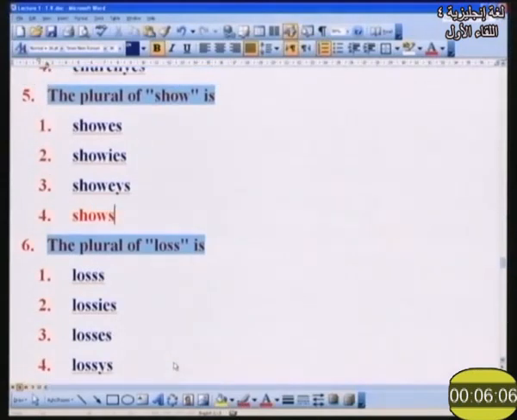The plural of loss. Loss يعني خسارة. The plural of loss is... loss ends with a double S, like gloss. Then what we have to do is to add an ES. Losses.